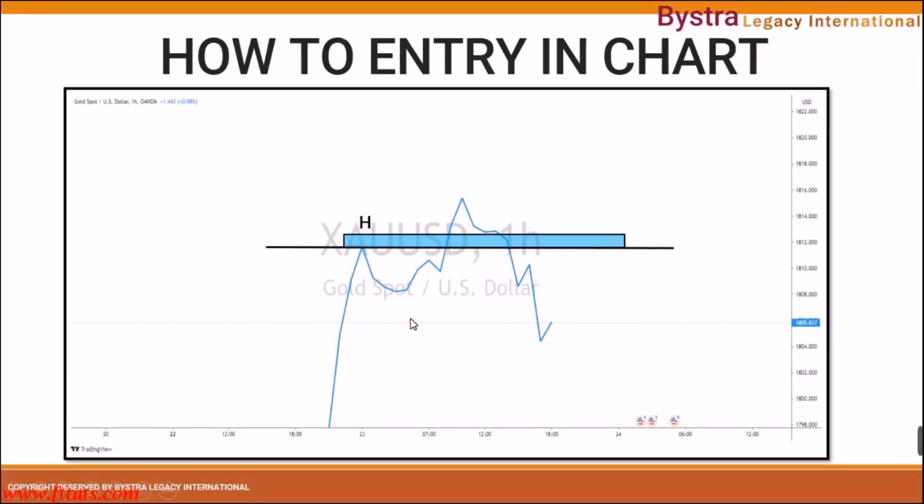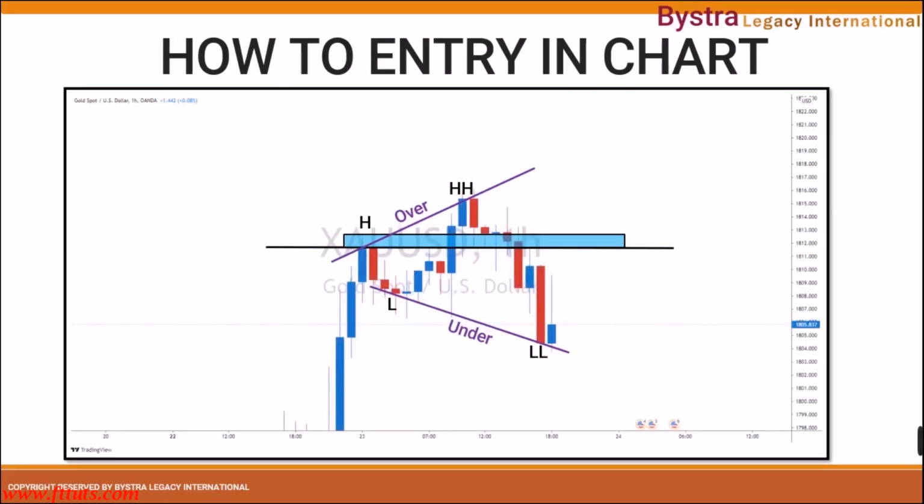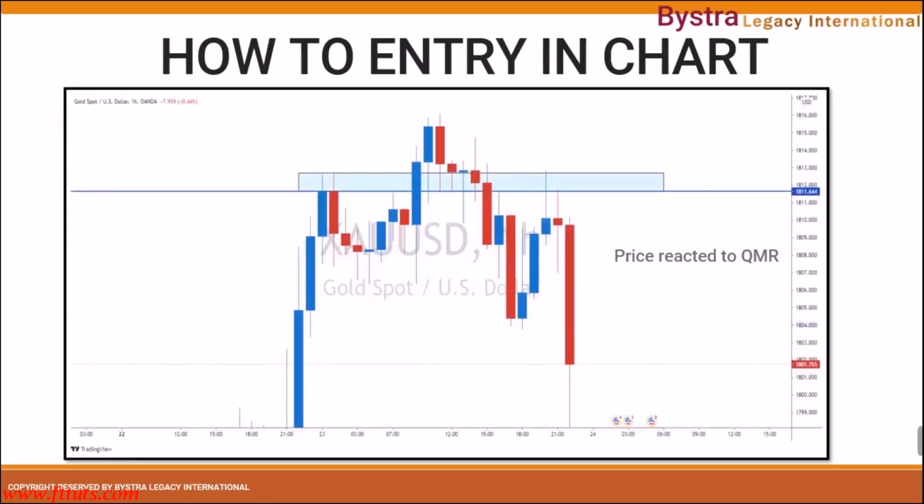We have the high, low, higher high, and lower low. And then we can see here there's an over and under pattern. So this is a good QM pattern. Let's change back to the candlestick, and then let's wait for the price to react. And then you can see here that the price has reacted to our QMR.